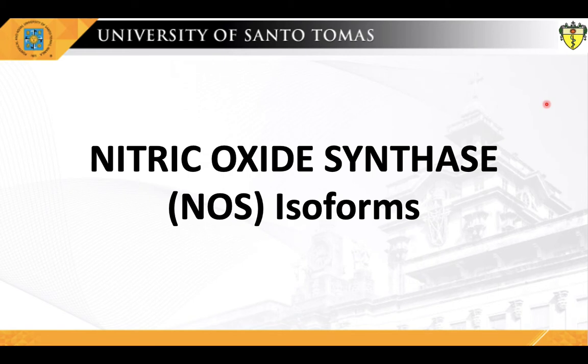Let us now look into the different isoforms of the nitric oxide synthase, or simply referred to as nOS. Different members of the nOS family are encoded by separate genes. There are 3 known isoforms in mammals, 2 of which are constitutive and the third is inducible. Let us now examine more closely the different isoforms of nOS.